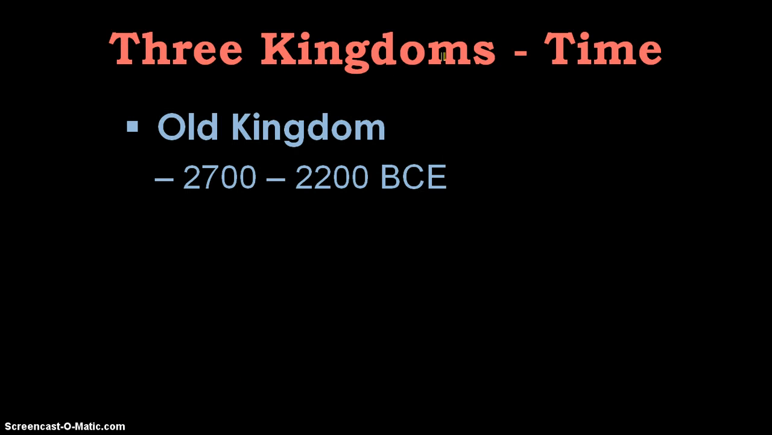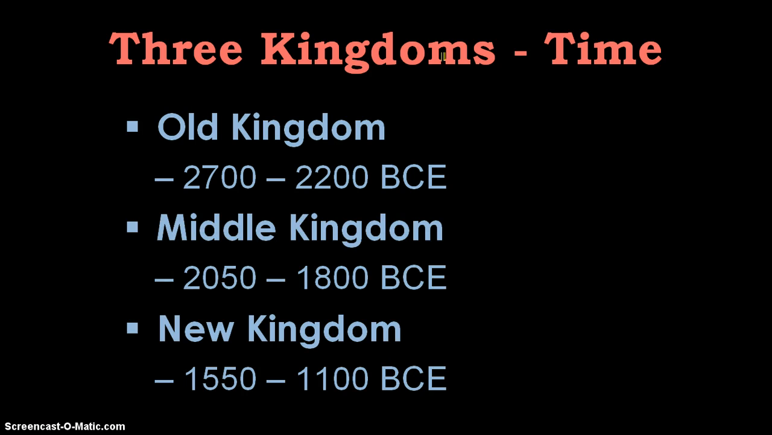Okay, we have three different kingdoms: the Old Kingdom, the Middle Kingdom, and the New Kingdom. Right, the Old Kingdom goes from 2700 to 2200 BCE, the Middle Kingdom next at 2050 to 1800 BCE, and the New Kingdom from 1550 to 1100 BCE. All right, so first let's talk about the Old Kingdom.